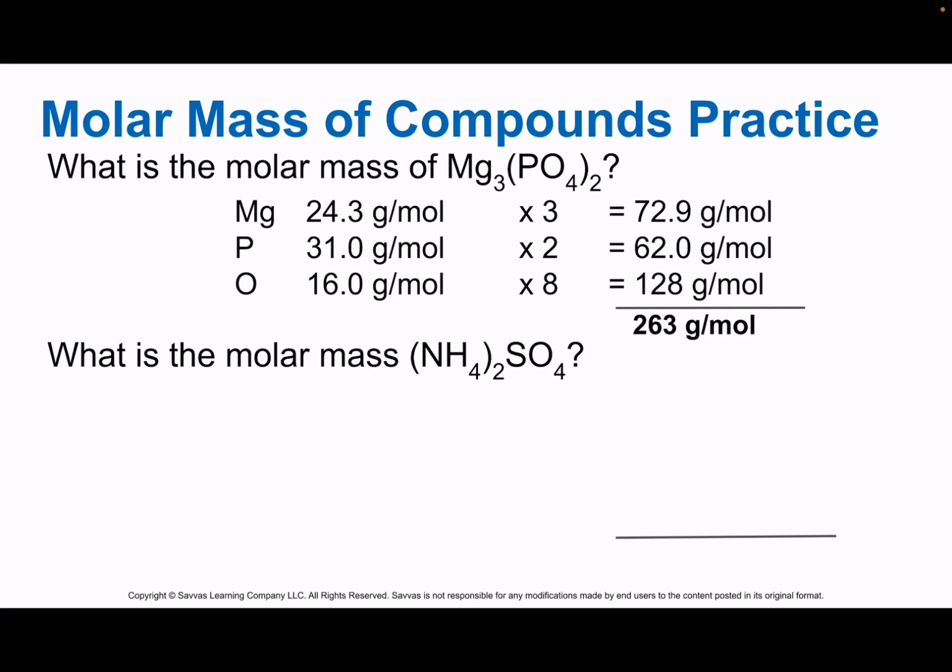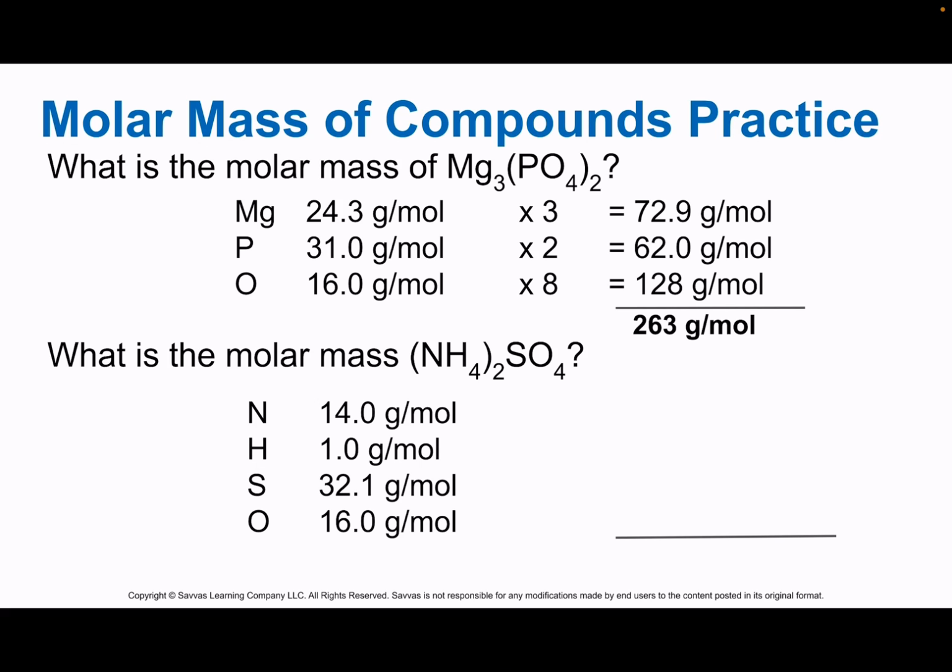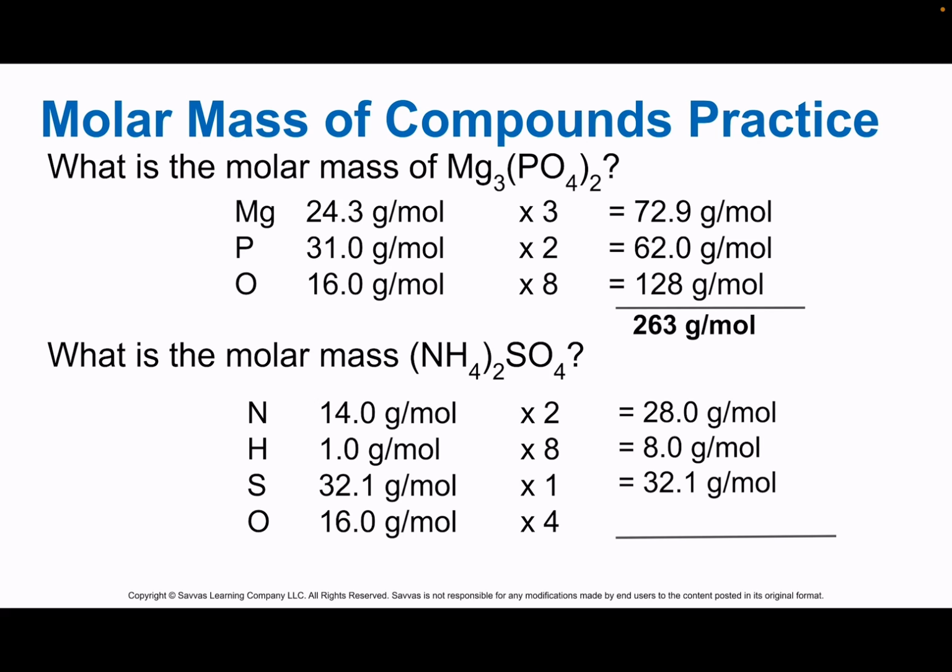Okay, last but not least, ammonium sulfate is the name of this compound. We have nitrogen, hydrogen, sulfur, and oxygen. Wow, 4 elements. Goodness. So we're going to take the molar masses on the periodic table and multiply them. Nitrogen has 2. Hydrogen has 8. Sulfur has 1. Oxygen has 4. We're going to multiply those out. 28, 8, 32, and 64. And when we add those together, we get our molar mass of 132.1 grams per mole.